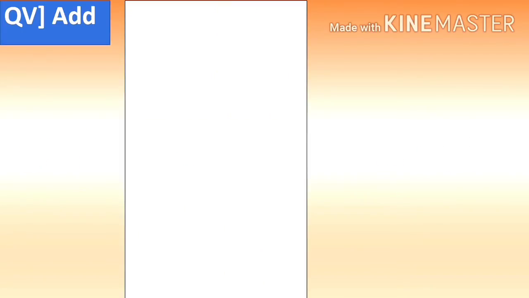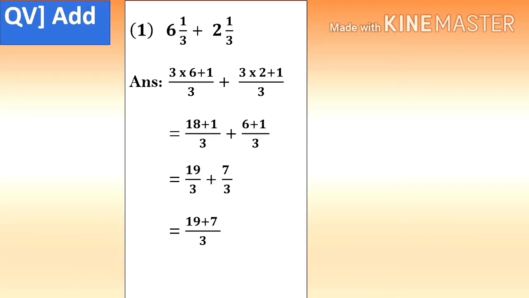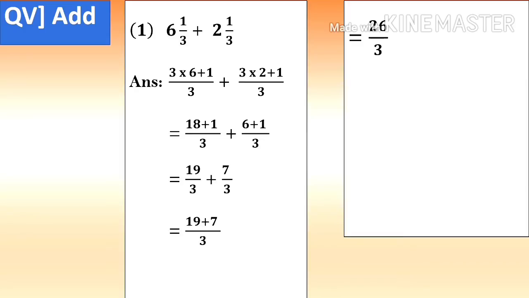Now question number 5 is given: add the fractions. The question is given: 6, 1 upon 3 plus 2, 1 upon 3. First of all, we will convert these mixed fractions into improper fractions. So here we get 18 plus 1 upon 3 plus 6 plus 1 upon 3. 18 plus 1 is 19 upon 3 plus 7 upon 3. Your denominator is the same, 3, so we can add the numerators. Numerator is 19 plus 7 upon 3. So here we get 19 plus 7 is 26 upon 3 as our answer.